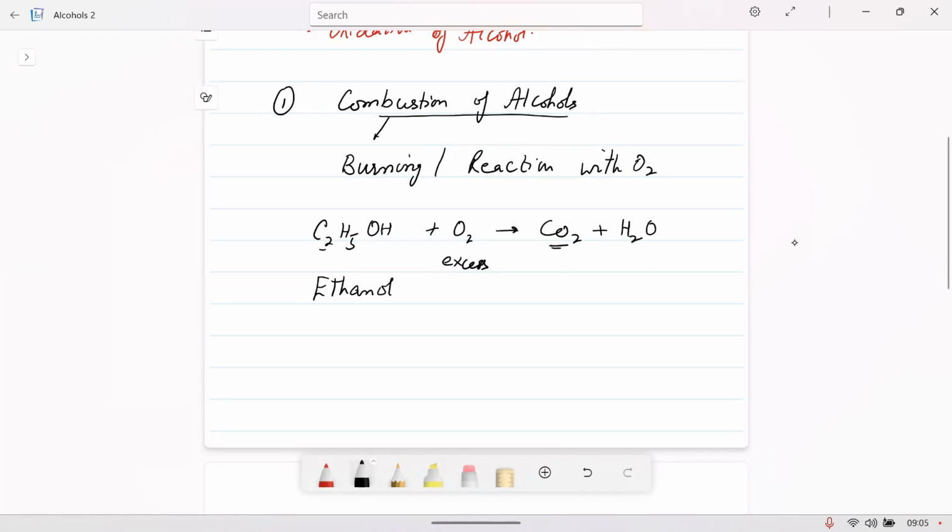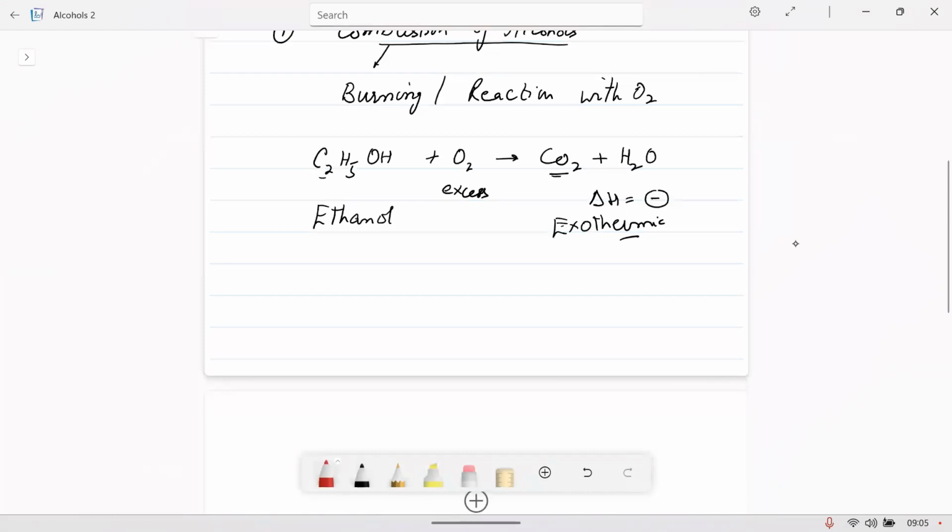How do we know it is complete combustion? Because carbon dioxide is formed. Another important thing is the delta H is negative over here. That means this is an exothermic reaction. And this is one of the reasons why ethanol is known as a biofuel. In some countries where they have enough sugar cane or sugar, they convert the sugars into ethanol, which is used as a fuel. So biofuel means they are converting something which is grown, crops, a renewable resource, into ethanol. So we have learned this.